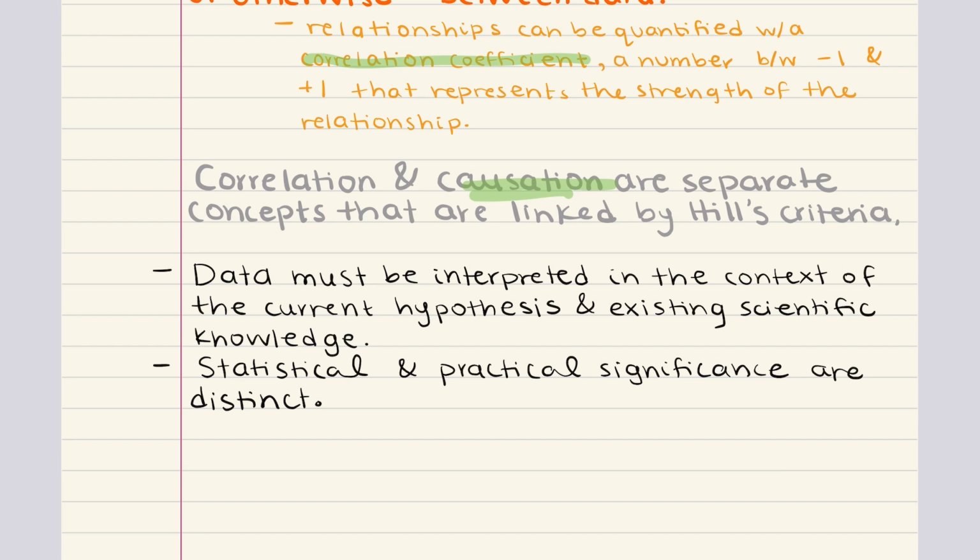Ask yourself, are there alternative explanations for the observed relationship? Is the effect size large enough to matter in practice? And does the evidence align with prior research? By critically analyzing data and distinguishing correlation from causation, you can avoid common pitfalls in reasoning and draw accurate, meaningful conclusions. This skill is really essential not only for interpreting scientific studies, but also for applying data effectively in the real world. And with that, we have finished our last and final chapter in this playlist.